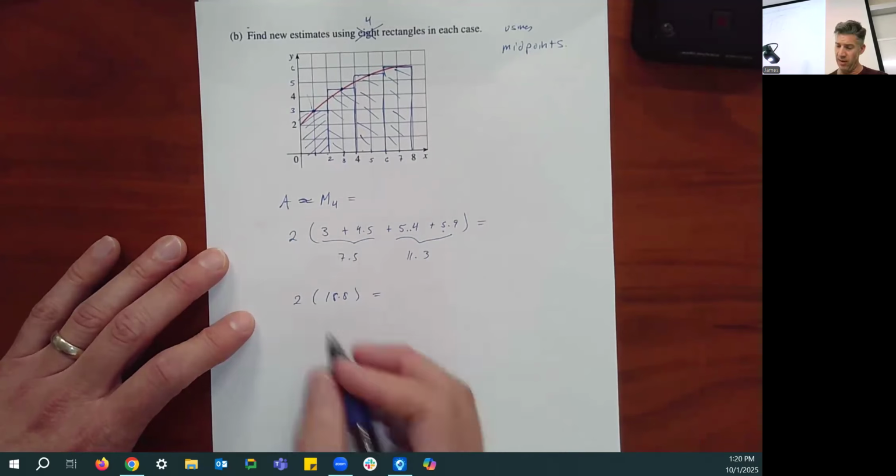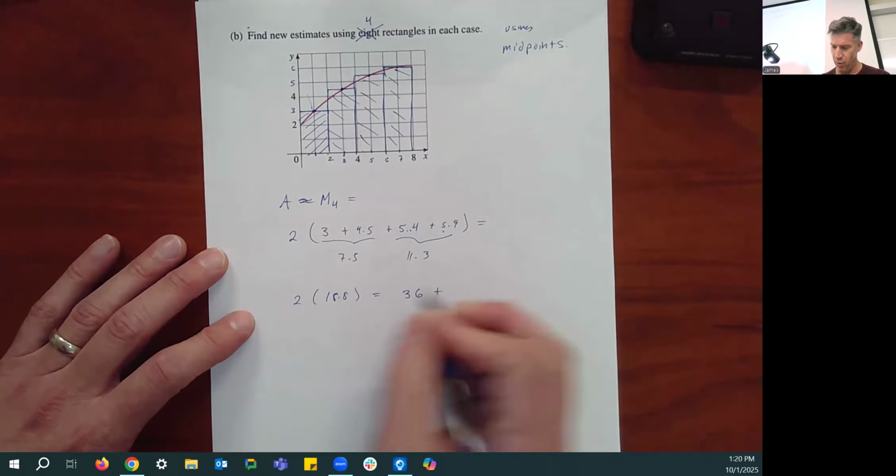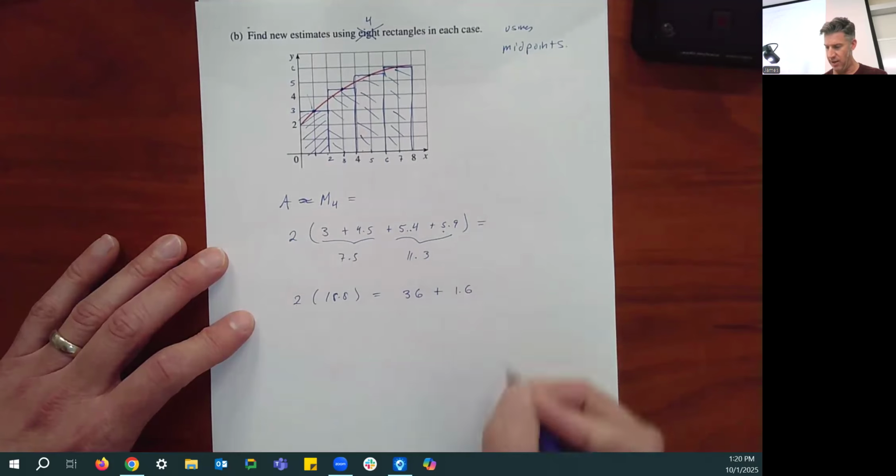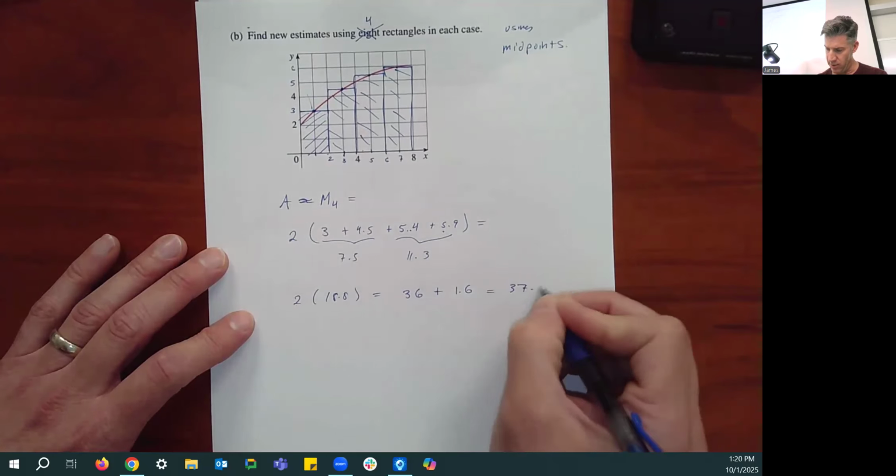Here's what I would do. I know that 18 times 2 is 36. I know that 0.8 times 2 is 1.6. And then add those together, you get 37.6.